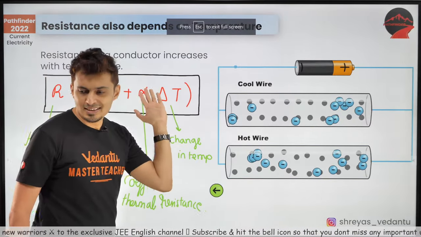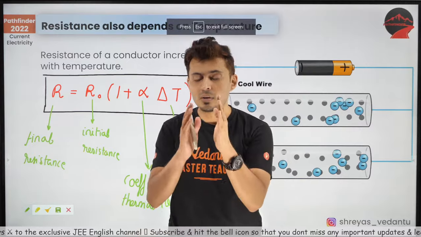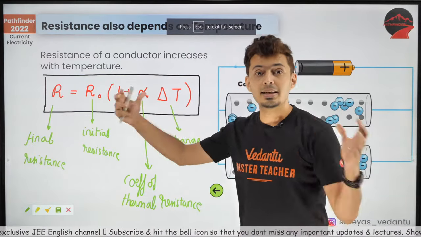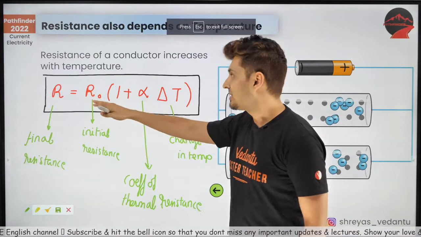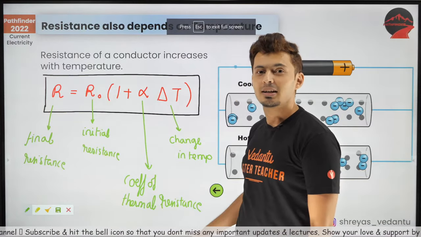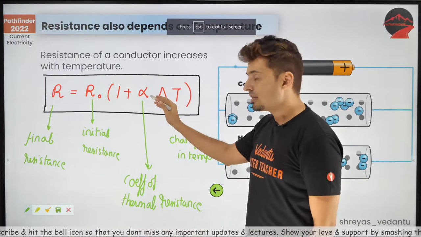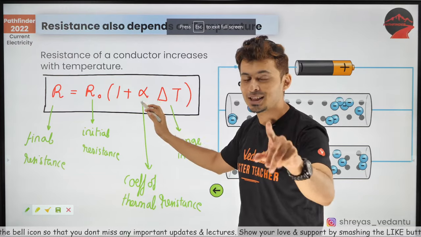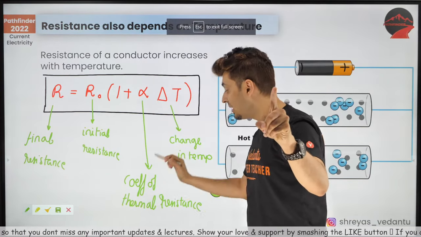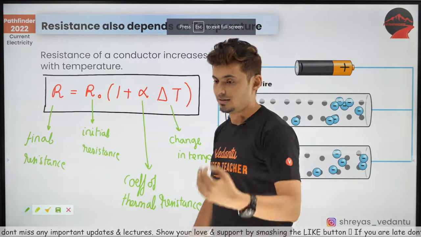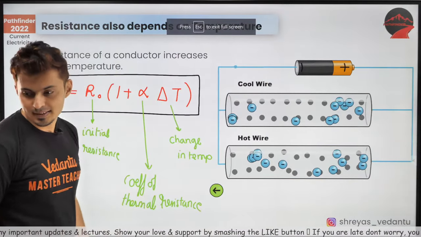So, exactly similar formula which was there in linear expansion of solids: L final is L initial times 1 plus alpha delta T. Please keep in mind, this alpha is not the coefficient of linear expansion. This is the coefficient of thermal resistance. Resistance related.